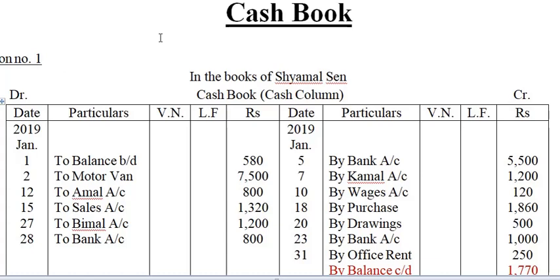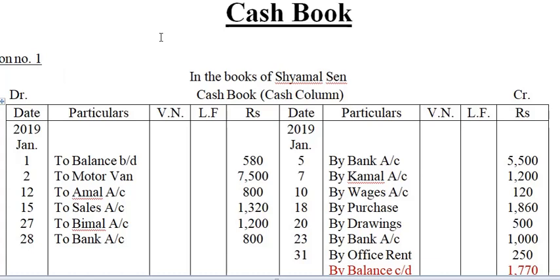Okay, page 179. So let's read the question first. Enter the following transactions of Shyamal Sen in a cash book with cash column only and balance the same. So you have to prepare a cash book with cash column, which means that it is a single column cash book. Okay, so what is single column, by the way?